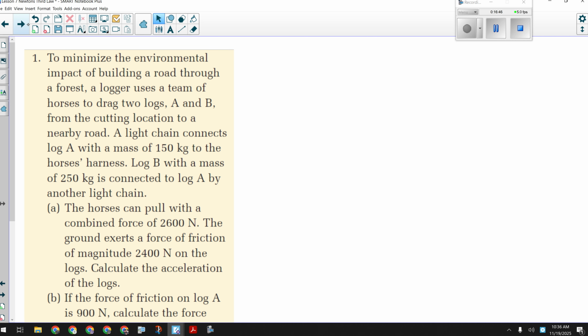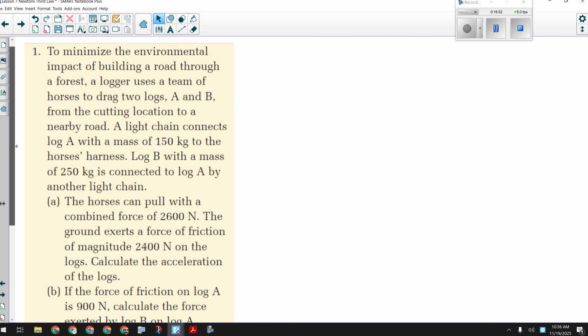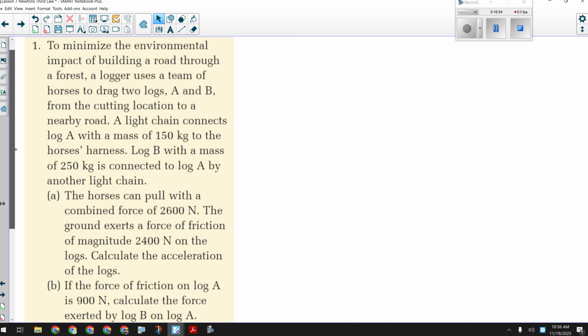I want you guys to try this one with the logs, the team of horses pulling the logs. I'll give you a few minutes on that one. Two logs and pulling, same as two boxes and pushing. Doesn't change anything. It's still a Newton's second law and third law situation.